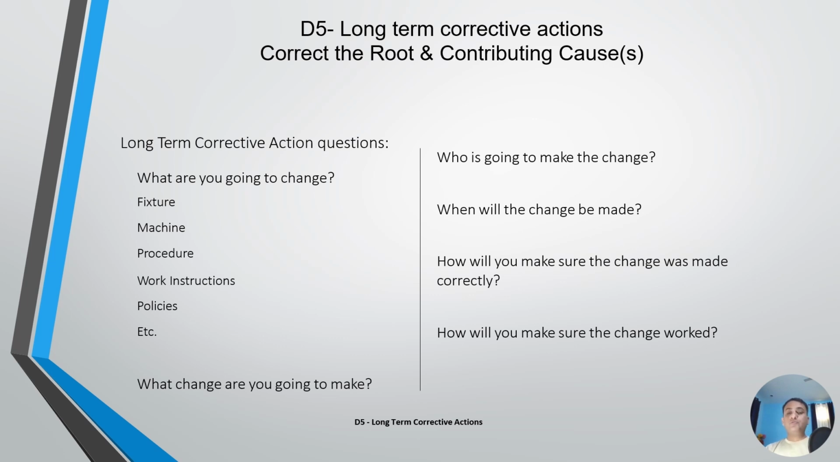And who is going to make those changes? When will the change be made? How will you make sure that the change was made? And how will you make sure the changes worked? All these questions will conclude a long-term corrective action that will ensure that this problem does not happen again in your process.